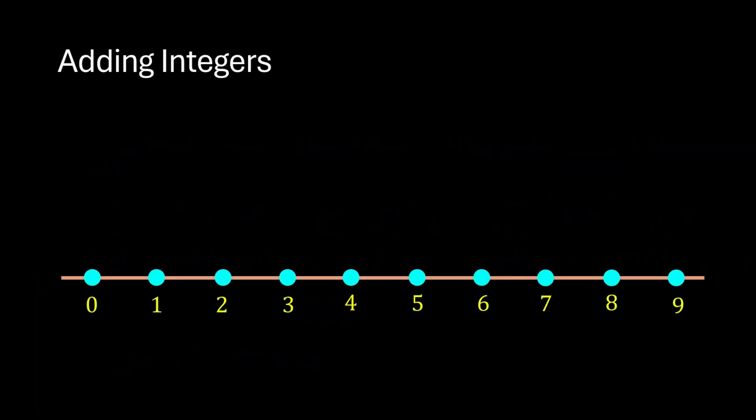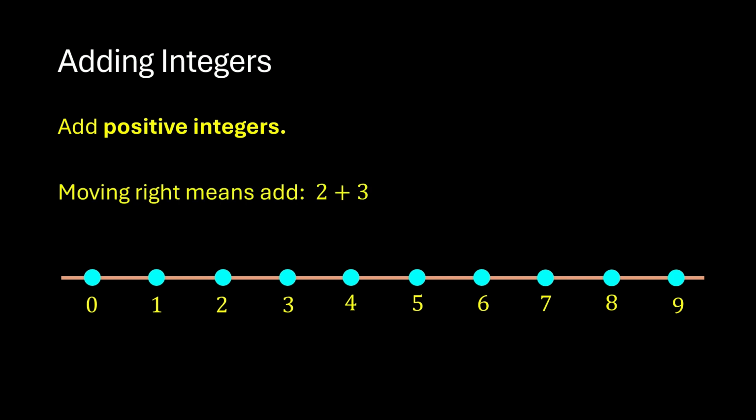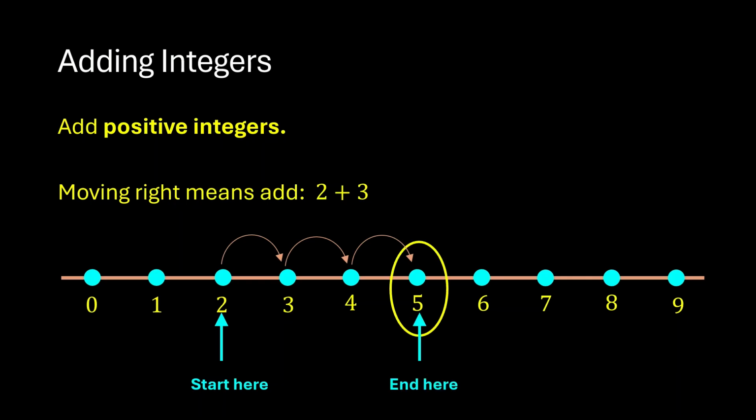Now let's add integers. We're going to begin by adding positive integers. So here we have the numbers from 0 all the way up to 9. Moving right means we add. So if we would like to add 2 plus 3, we start at 2 and then add 3. 1, 2, 3. And we end at the number 5. So 2 plus 3 equals 5.